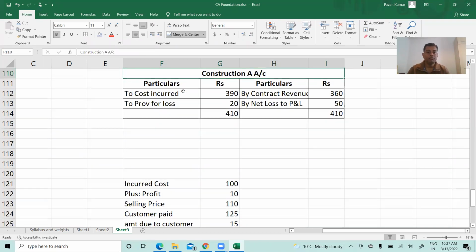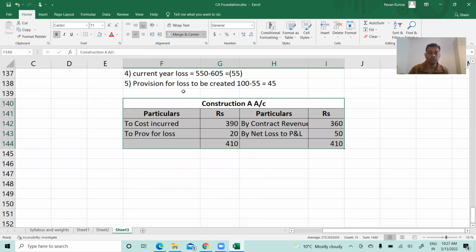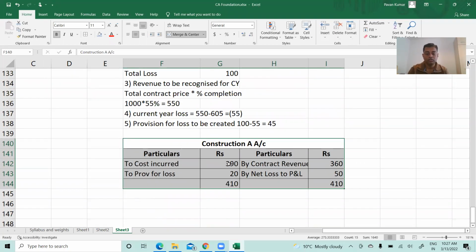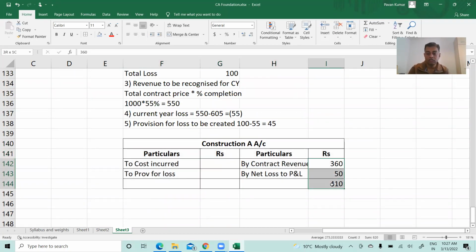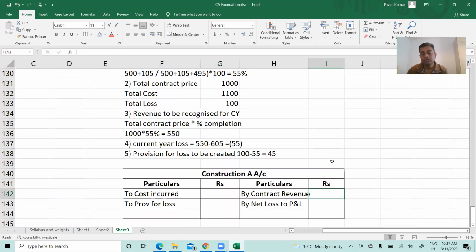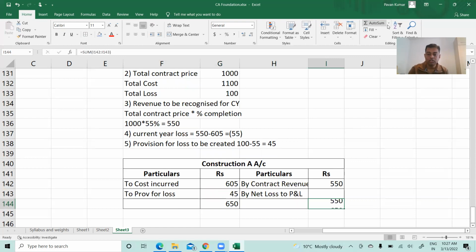Now the same ledger account will come. Now tell me, how much should I write here? Revenue 550. Cost incurred 605. Provision for loss 45. So total here 650. Total here 650. Provision for loss. That's all.